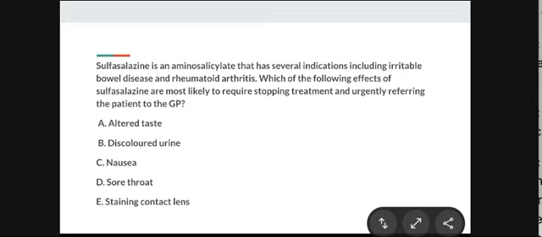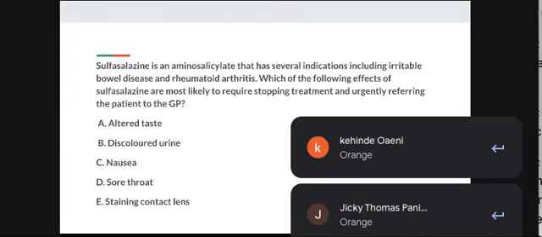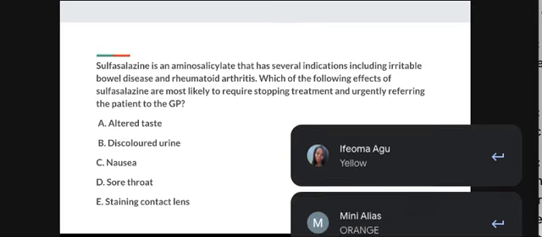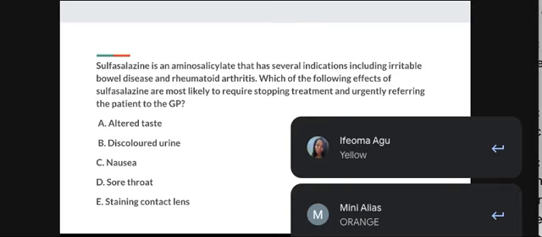What urine discoloration do we expect with sulfasalazine? Orange-ish, reddish orange. Okay, reddish orange, or generally orange. Orange is the most common that you would see. Okay, so what antibiotic also causes urine discoloration?